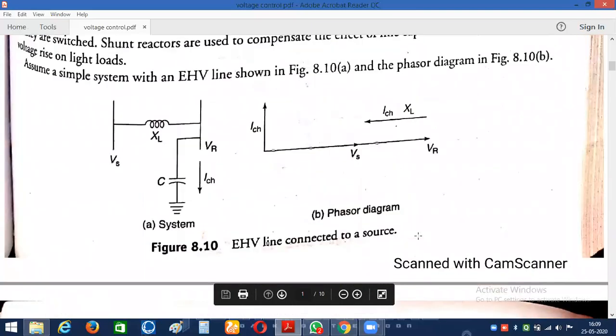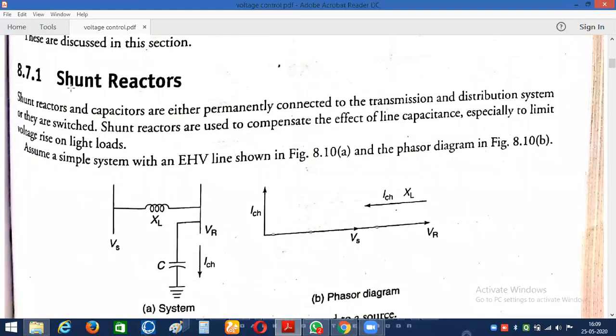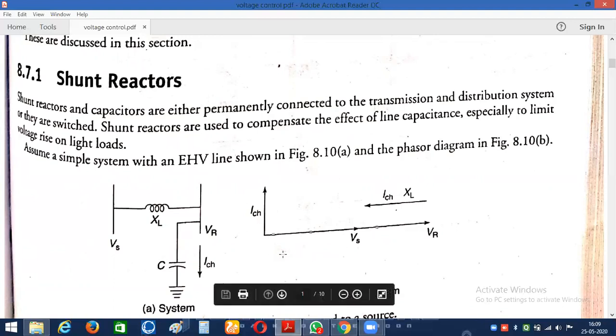So in order to overcome this kind of situation during the light load condition, we make use of shunt reactors. By using shunt reactors connected in the EHV system, we can overcome the Ferranti effect as well as the effect due to the light load condition.